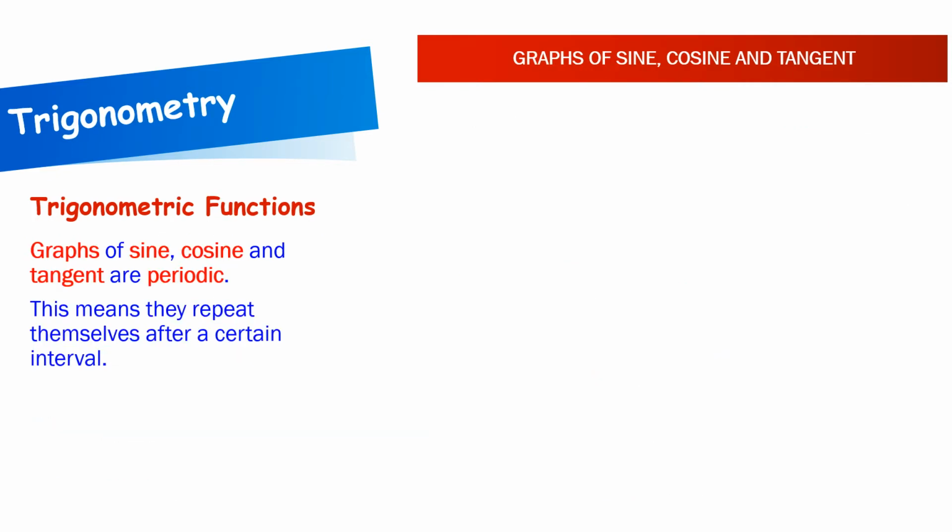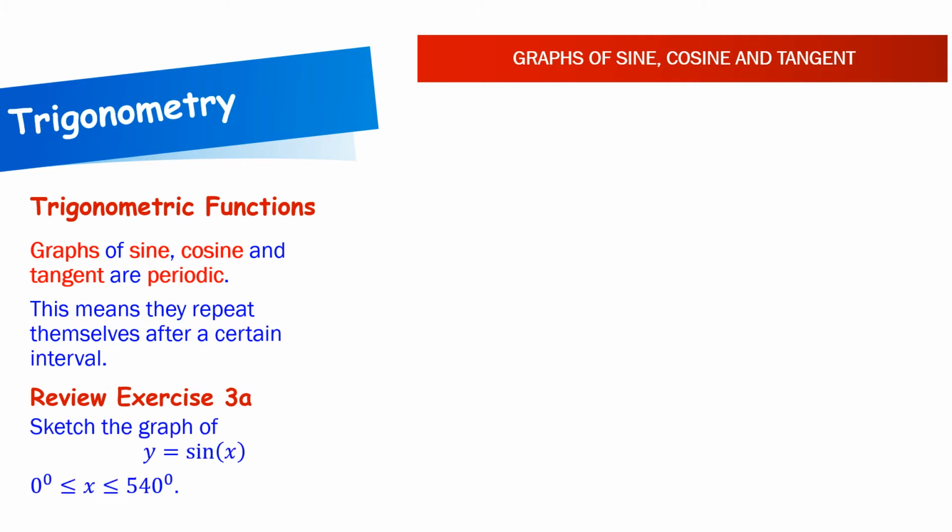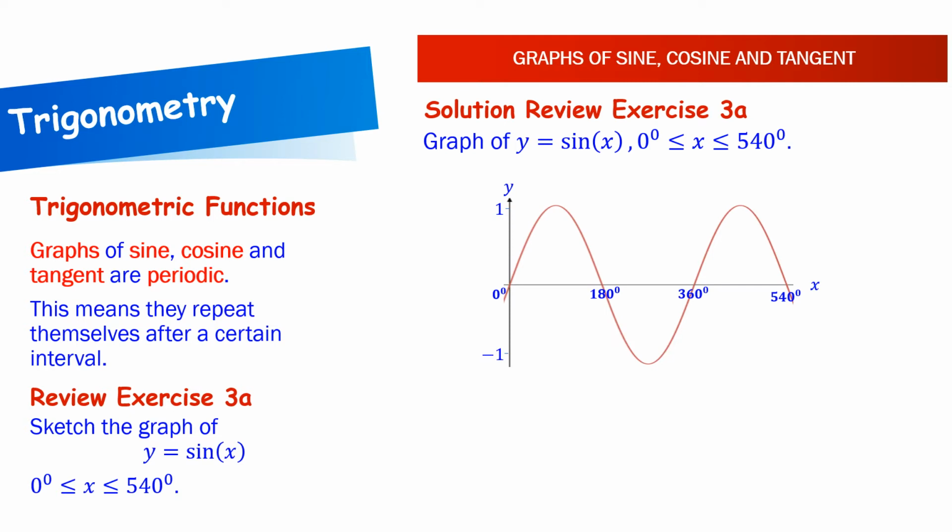Before moving on to the next exercise, let's take a quick look at trigonometric functions. The graphs of sine, cosine and tangent are periodic. This means that they repeat themselves after a certain interval. Let's now consider review exercise 3a. We are required to sketch the graph of y equals sine x for x between 0 and 540 degrees. This will look something like the graph you can see on your screen.